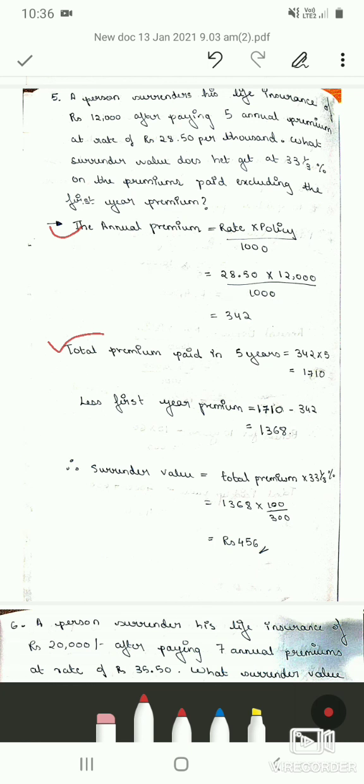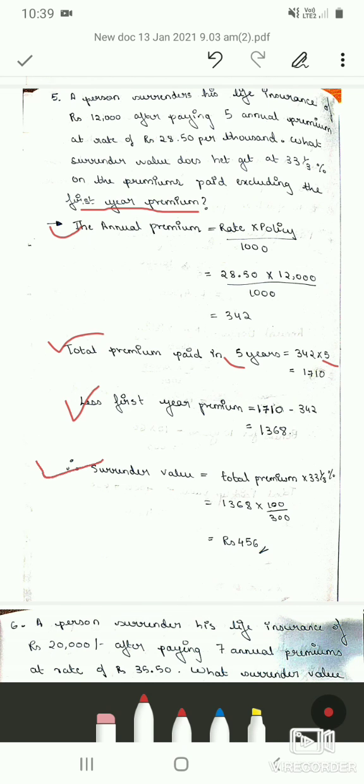Now let us calculate total premium paid in 5 years. That is 342 into 5, which is rupees 1,710. And in the question they have given, we have to exclude the first year premium. That is rupees 1,710 minus 342, which is rupees 1,368. Or else, instead of taking 5 years, you can less 1 year, and in place of 5 you can multiply by 4. That is annual premium into 4 years. So we will get the answer as rupees 1,368.